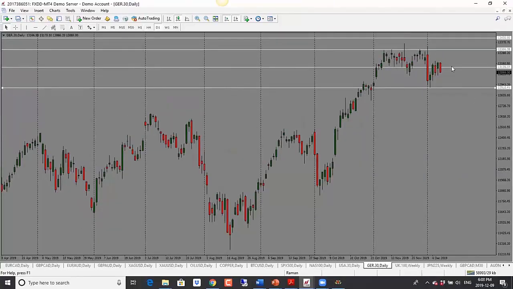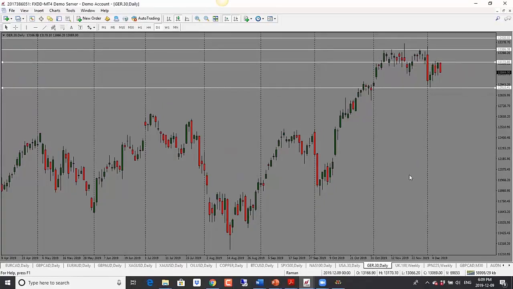DAX here, DAX has dropped. Price was not able to break through this resistance. We do have a bearish engulfing candle here, so looking for price to drop further. Target is 12,900, so bearish bias here for DAX.